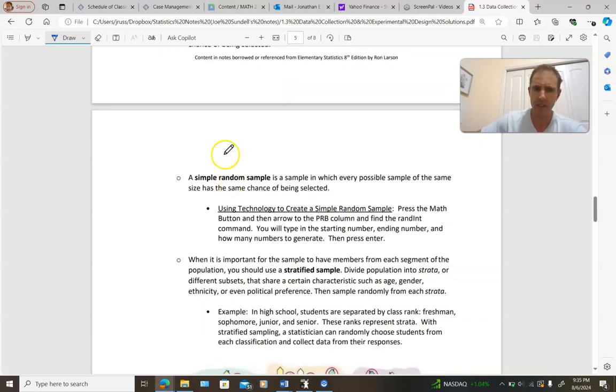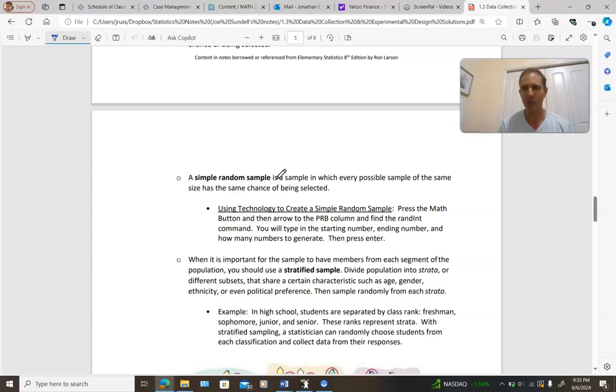And then we have a simple random sample. This is a bit difficult to understand, but it's a sample in which every possible sample of the same size has the same chance of being selected. So what I mean by this is, let's say we're sampling members of a population, and we want the sample to have 20 members.